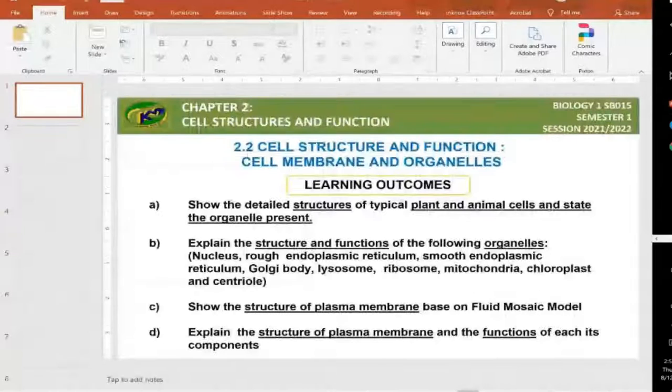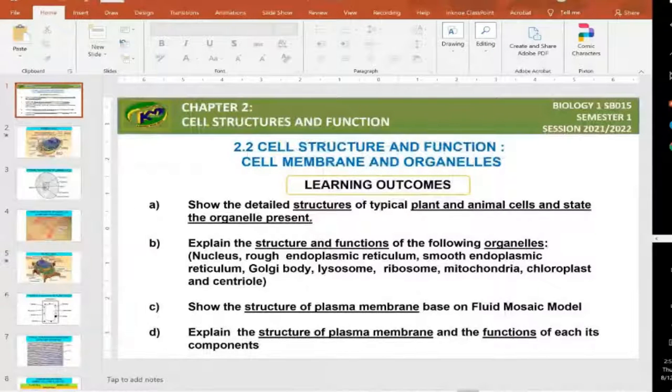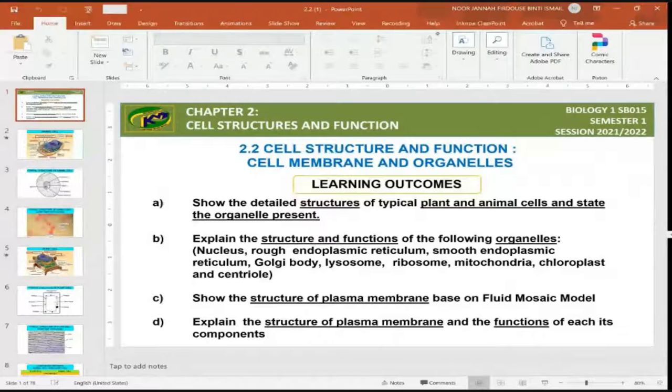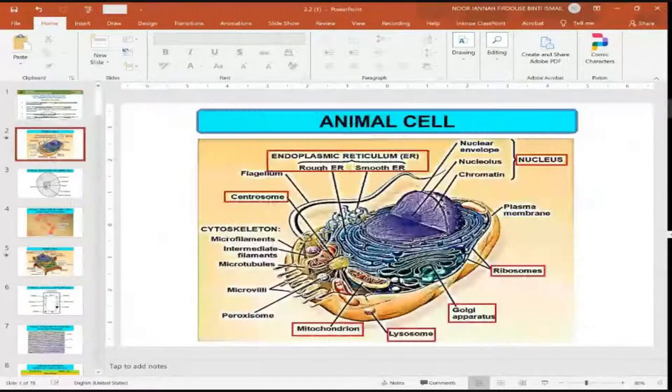Next is cell structure, the cell membrane and organelles. Let's look at the learning outcomes. Show the detailed structures of typical plant and animal cells and state the organelles present. We are going to explain more details about the organelles, their structure and functions. Then we are going to discuss the plasma membrane along with the structure and functions of each component. Okay, now let's begin.